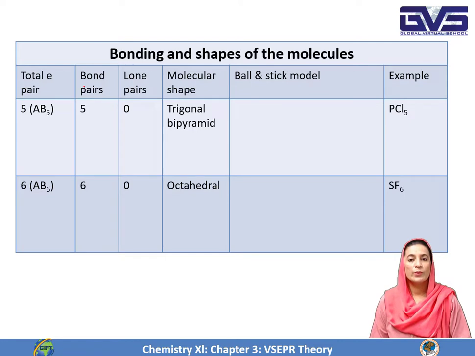So now we have some more complicated molecules that contain more than 4 electron pairs. This is an example that contains a total of 5 electron pairs. Out of these 5, all are bond pairs, and they have a trigonal bipyramid shape like this. An example is PCl5, where this is the central atom, and 3 are like these. They have an angle of 120 degrees, and 2 are above and below the plane like this, and in this case the angle is 90 degrees.